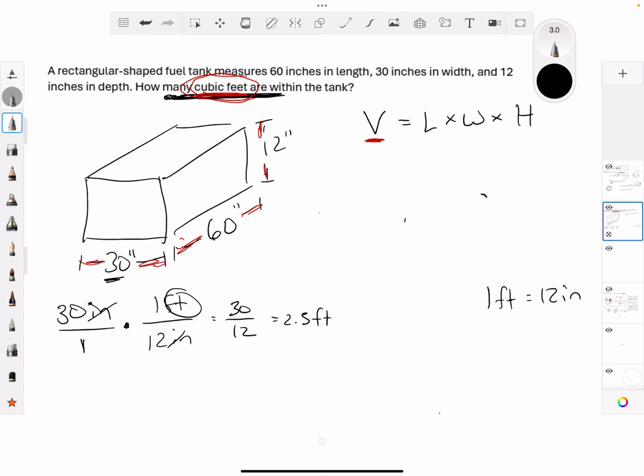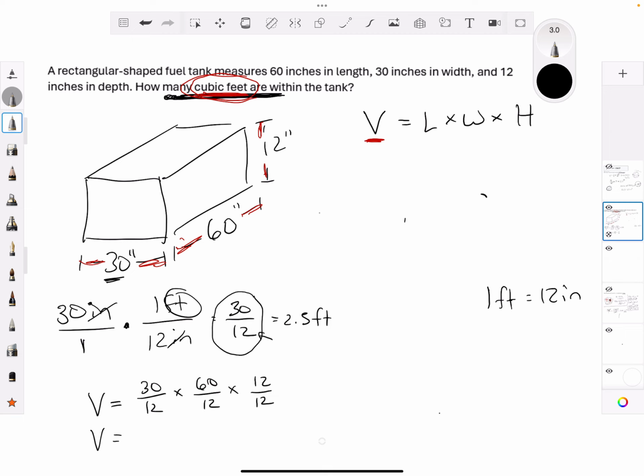So I can do that to each one, but since we've done it one time, at the end of the day, what we're going to do is take our inches and divide them by 12 to get feet, right? So we can also just do the volume is equal to 30 divided by 12 times 60 divided by 12 times 12 divided by 12. We should all know that one's just 1, but perfect.